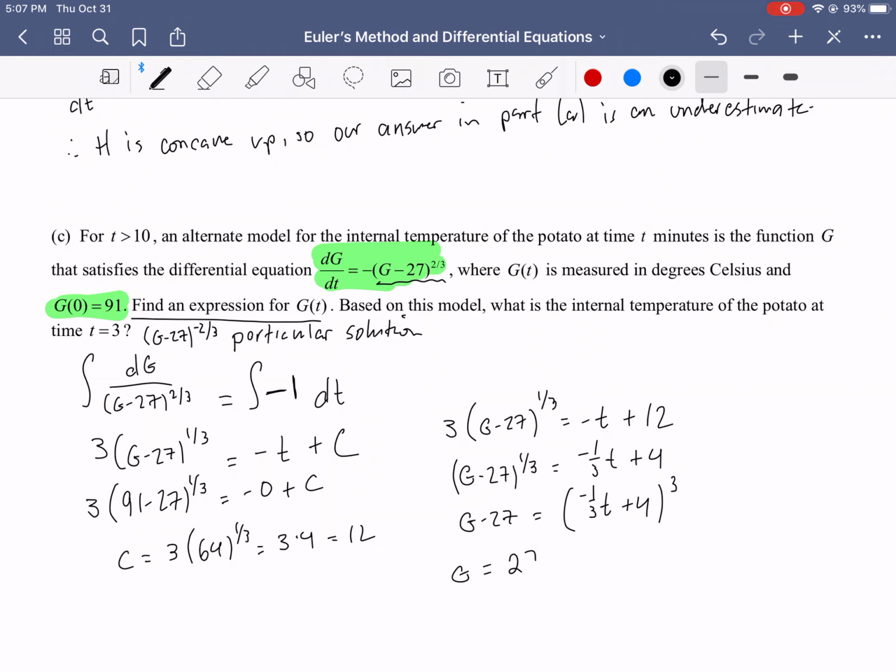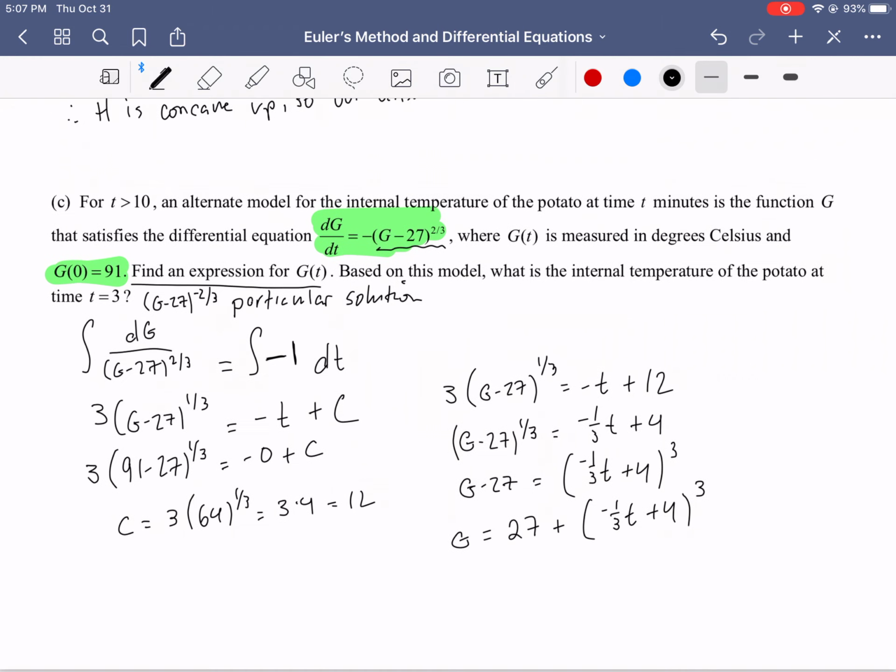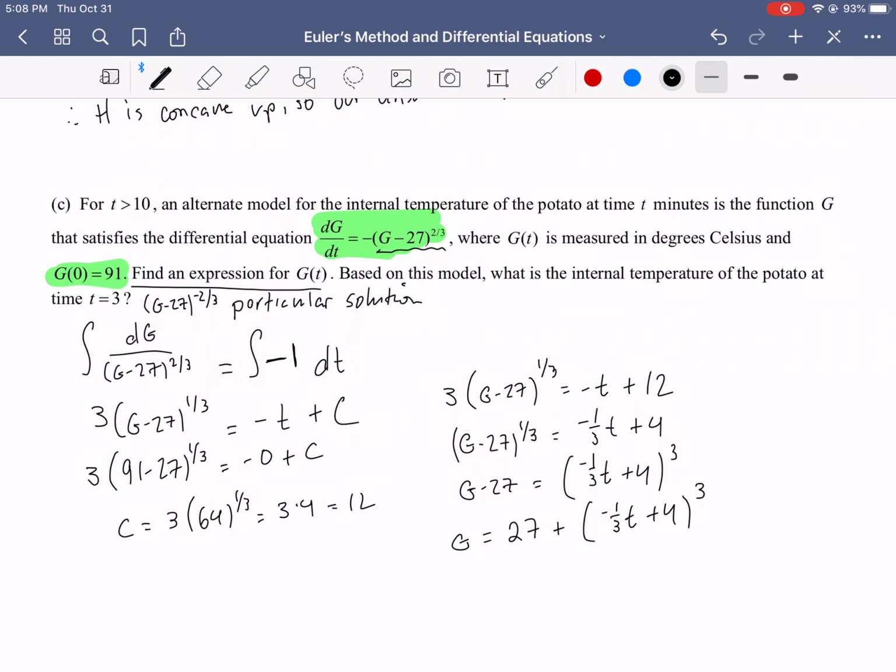So g is going to equal 27 plus negative 1/3 t plus 4 to the third power. Now, I'm not quite done here because there's one last thing they want me to do. They're saying, based on that model, what is the internal temperature of the potato at time 3? All that really means is I need to evaluate g at t equals 3. So g of 3 is going to equal 27 plus negative 1/3 times 3 plus 4 cubed. And since it's free response, you're more than welcome to leave your answer just like that.